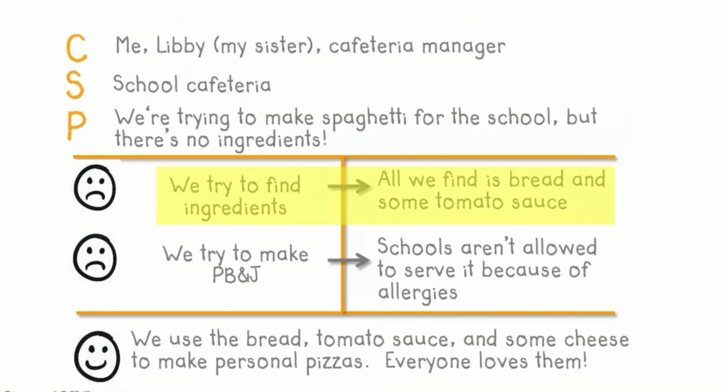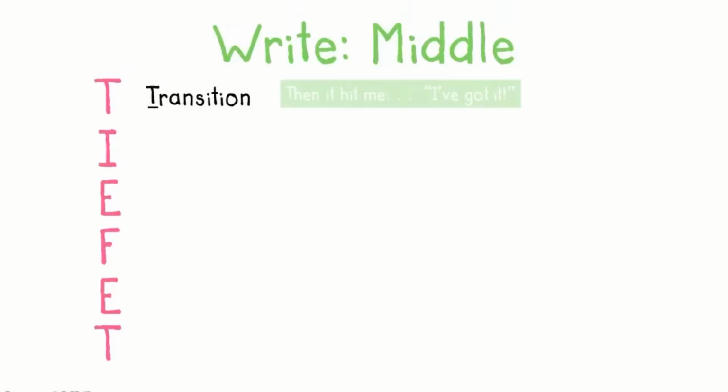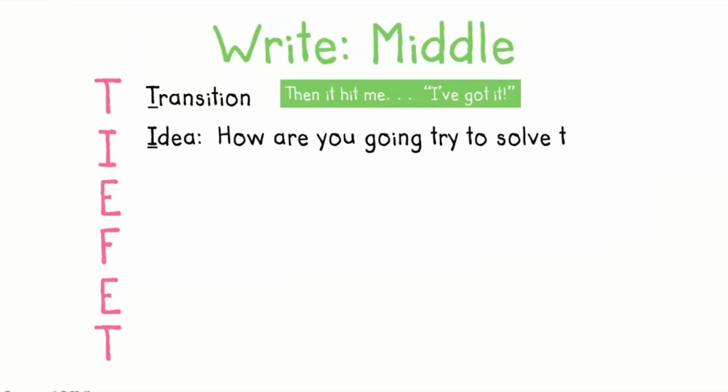My second paragraph is going to be about the first attempt to solve the problem and how it fails. To write my first attempt, I'm going to use a strategy called TIE-FET to organize it. When I use TIE-FET, I want to start with a transition. Then it hit me, or I've got it. Next, I want to state what my idea is. So I want to think about how am I going to solve the problem.